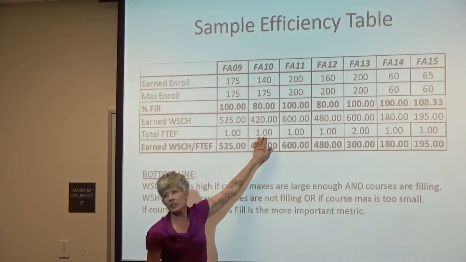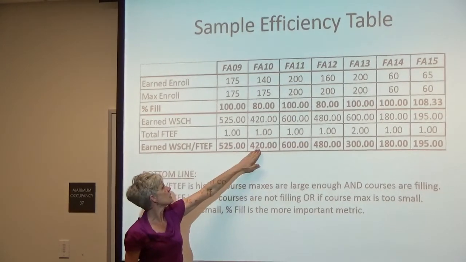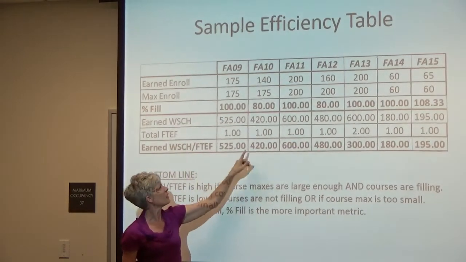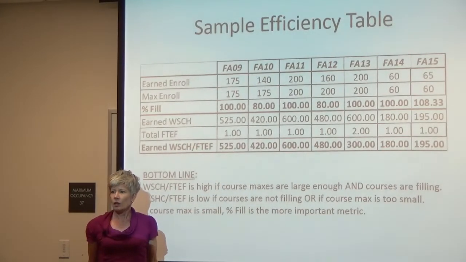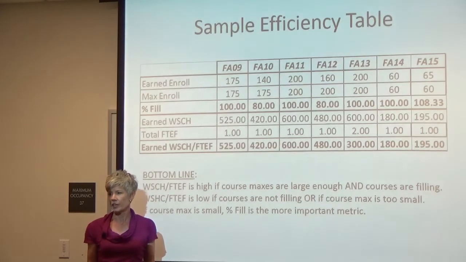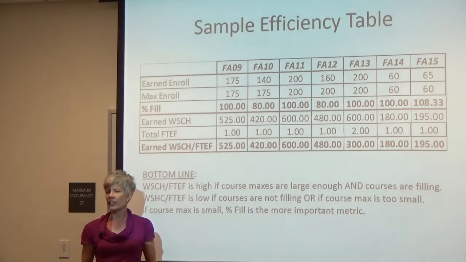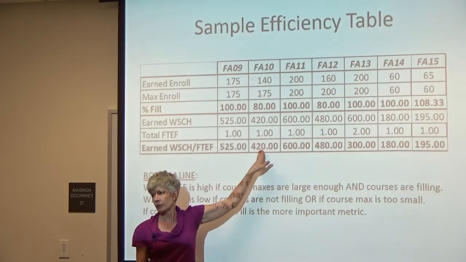And we still have the same load for faculty, right? That decreases our earned wish per FTEF down to 420. So no matter how large our courses are, however many chairs we offer in them, if they aren't filling, then our earned wish per FTEF will go down. Make sense?